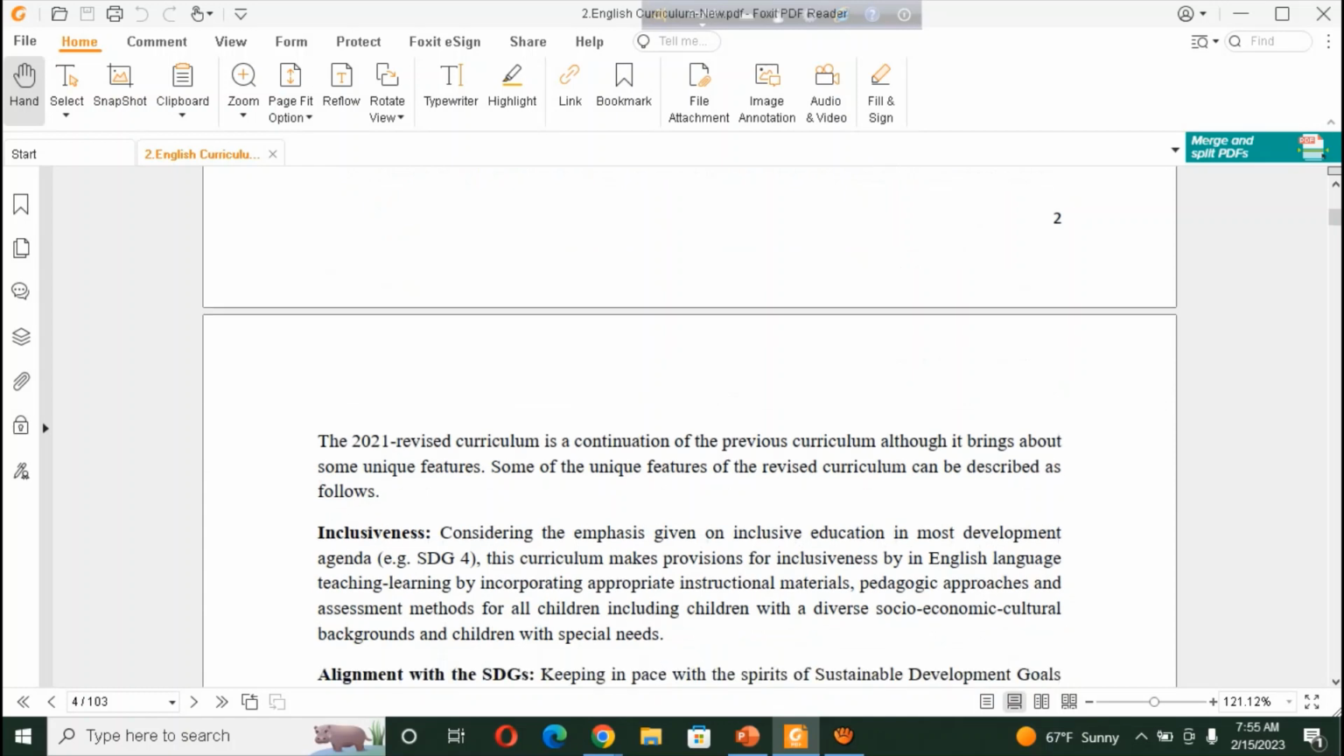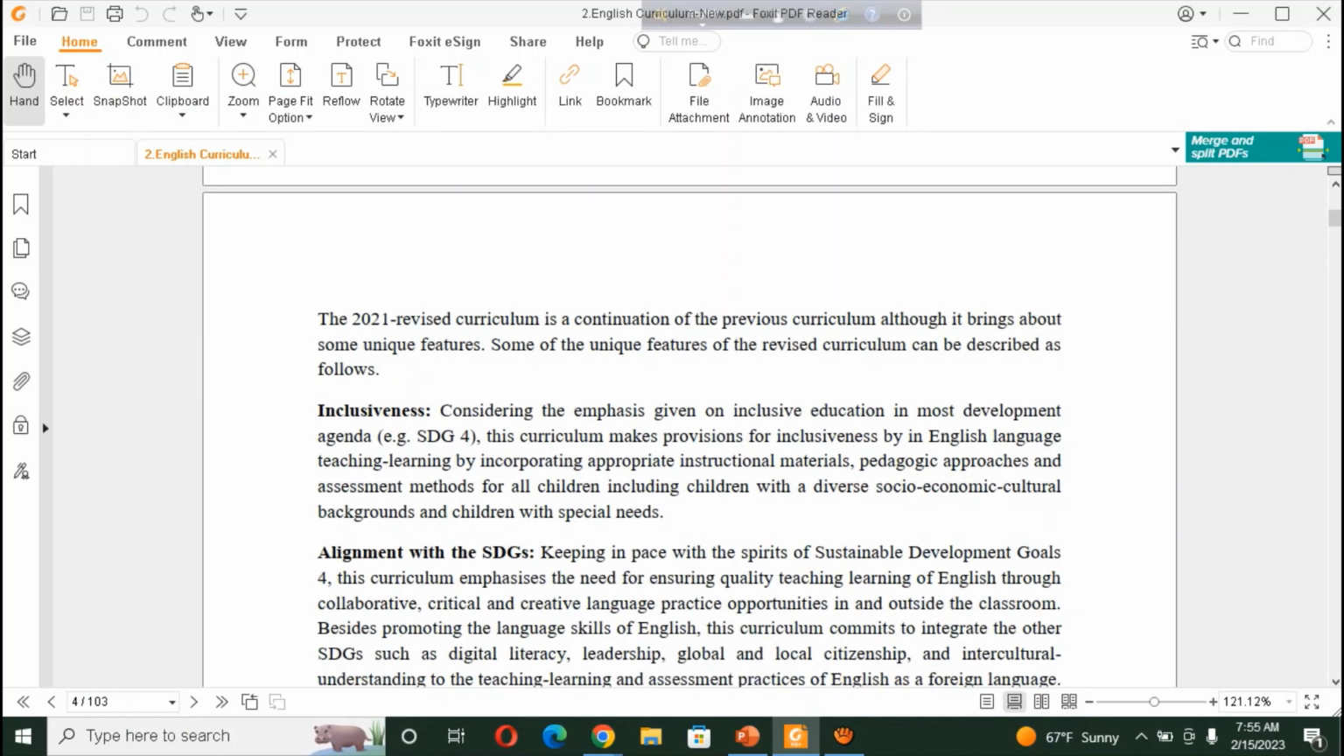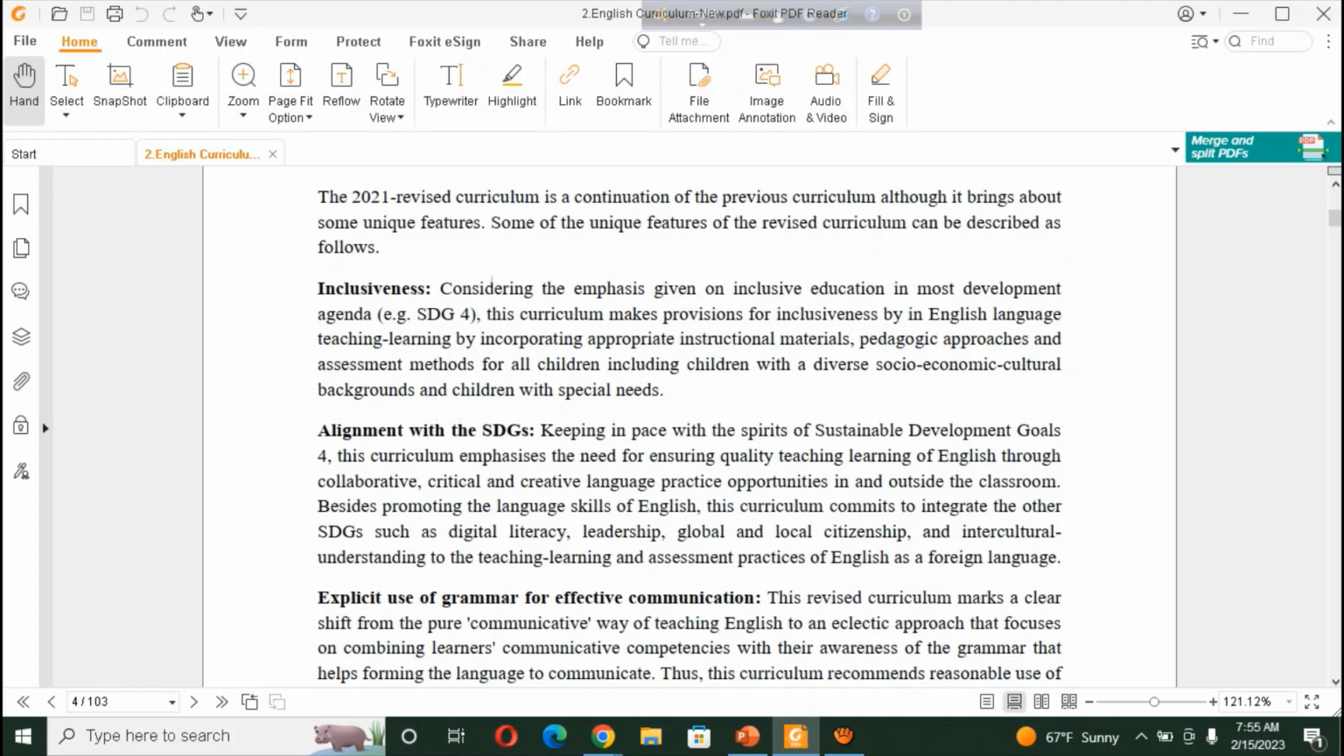And what are the main features of our new curriculum? As a teacher, as a trainer, or as a mentor, we have to know what the main features of our new curriculum are. At first, we can say inclusiveness in our new curriculum.